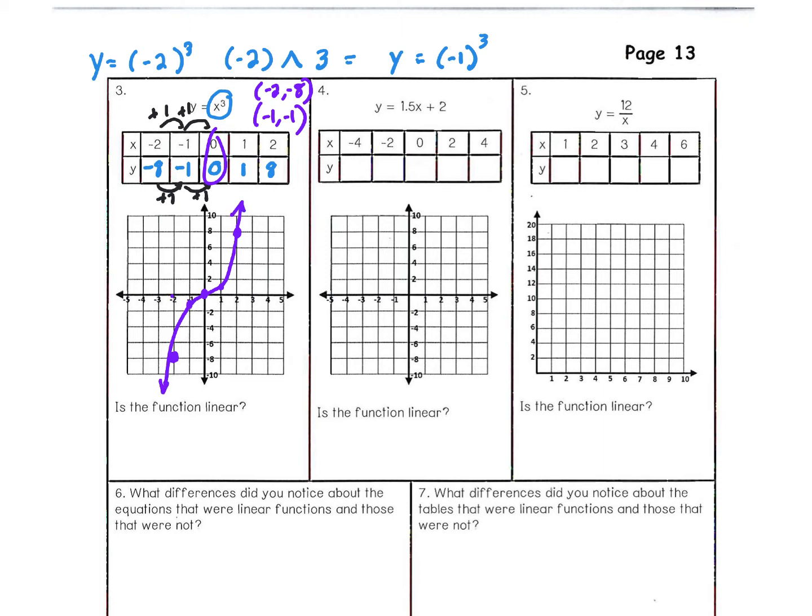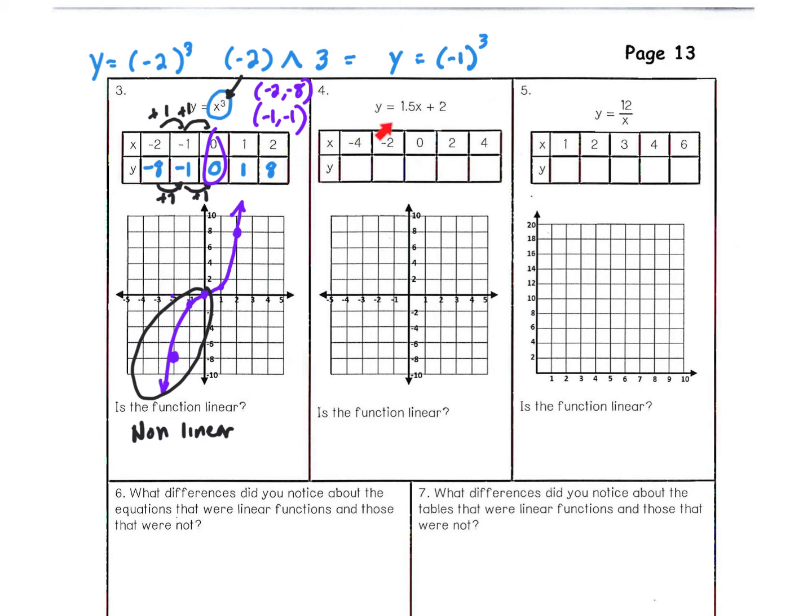And again, it would pass a vertical line test. I don't know if you noticed, but it looks like it started to be a parabola, but it kind of turned upside down, and that's what happens when we have odd powers on negative numbers. So this is a function, but it is a non-linear function, for any of the reasons: the equation, the table, or the graph, any of the reasons you want to state.